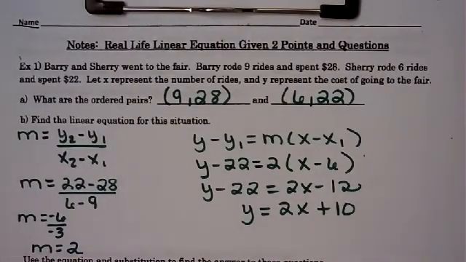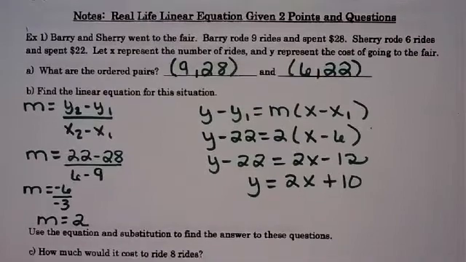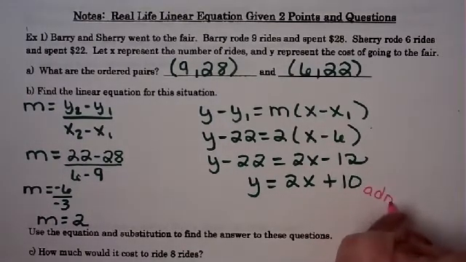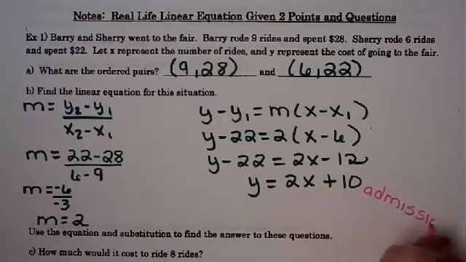Now, let's stop right here. What does this mean? What does that 2 and that 10 mean? Now, I want you to think about when you go to the fair, don't you have to pay to get into the fair? You do. So the 10 is actually the admission. That's just to walk in through the gate.